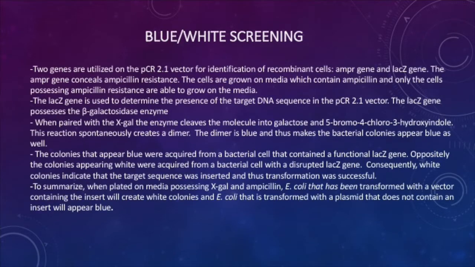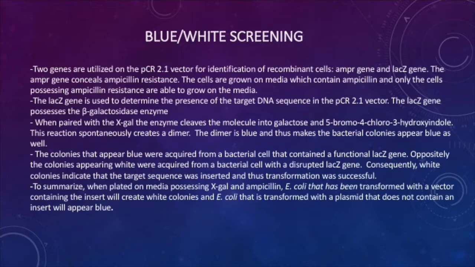Blue-white screening. 2 genes are utilized on the PCR 2.1 vector for identification of recombinant cells, AMPR gene and LacZ gene. The AMPR gene confers ampicillin resistance. The cells are grown on media which contain ampicillin, and only the cells possessing ampicillin resistance are able to grow on the media. The LacZ gene is used to determine the presence of a target DNA sequence in the PCR 2.1 vector. The LacZ gene encodes the beta-galactosidase enzyme.